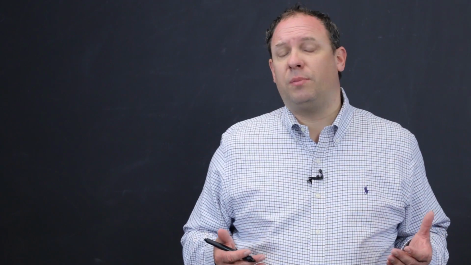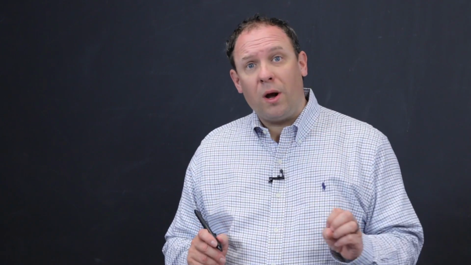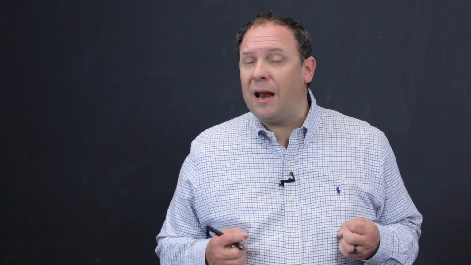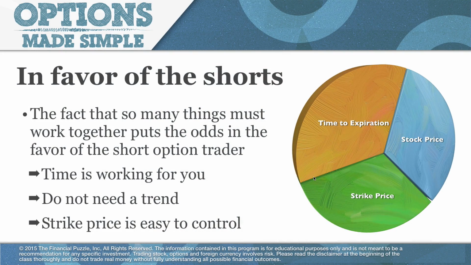We also talked about the three-dimensional pricing factor of options. If you remember back to Options Made Simple 101, the option needs to have three things happen. We've got to have time work in our favor, we've got to have the strike price working in our favor, and of course we've got to have a trend moving in our direction. When we're shorting options, all of those things are working in our favor rather than against us. The fact that so many things work together puts the odds in your favor. Time is working in your favor.